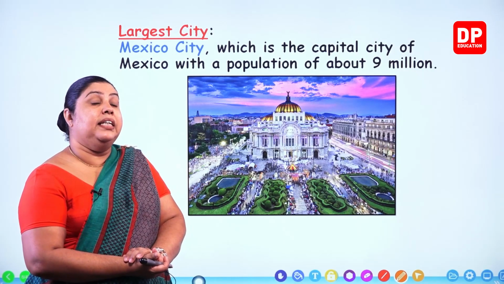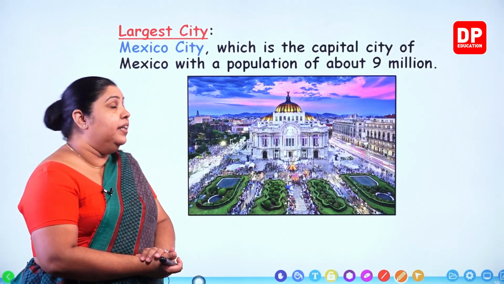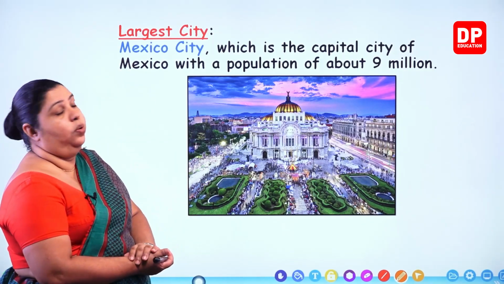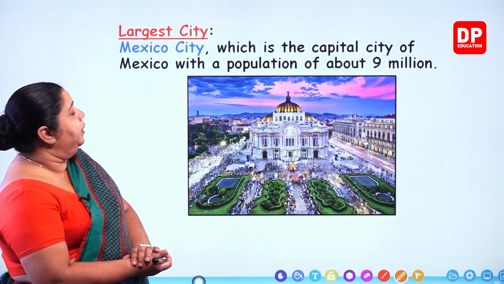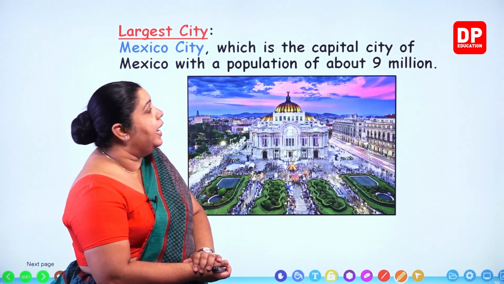What is the largest city in the North American continent? It is the city of Mexico, which is the capital city of Mexico with a population of about 9 million.